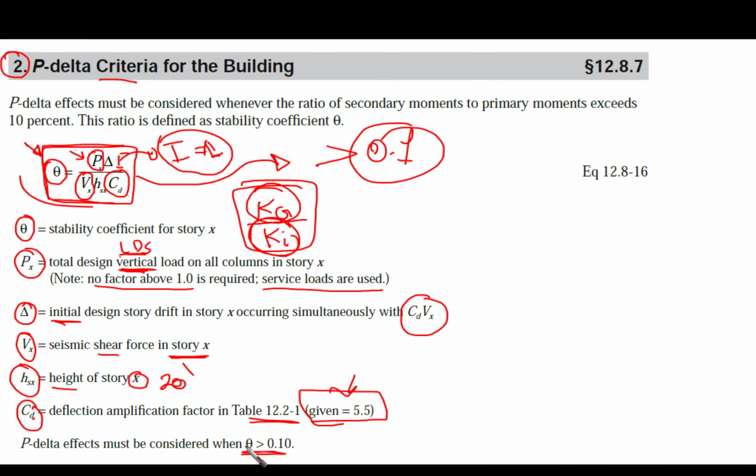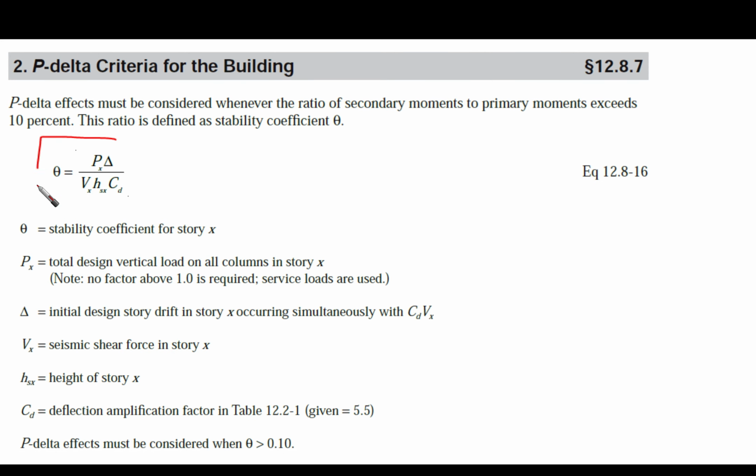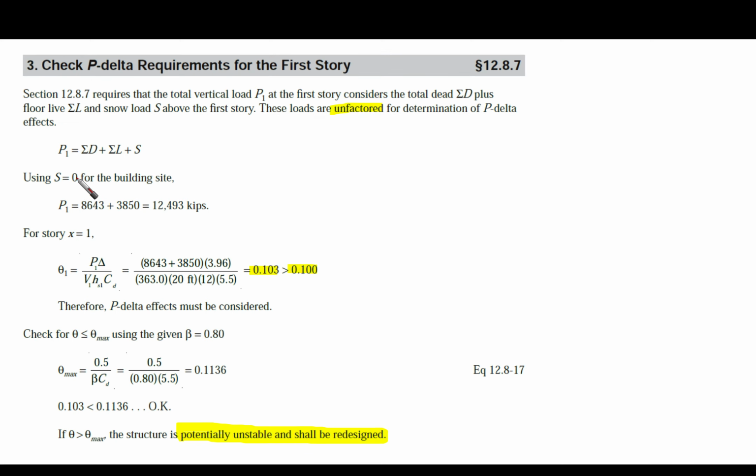So, okay, now let's go to the third requirement. The third requirement is to check the P-delta requirements. So we're going to substitute in the previous equation, which is this equation. We're going to substitute, and all the parameters are known for us. Now we are going to substitute in that equation using the parameters.